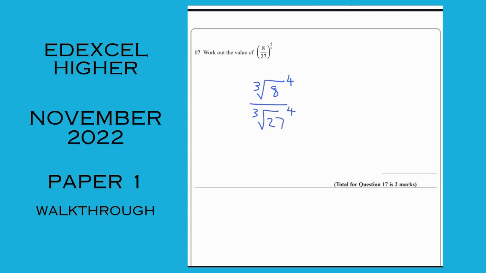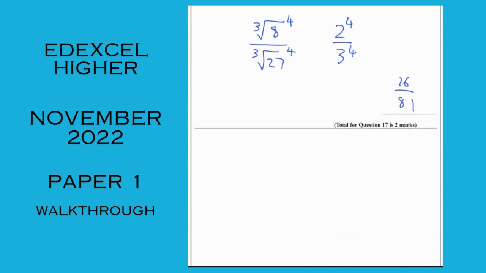It's a non-calc paper, so you don't want to be doing 27 to the power of 4. You make them smaller. The third root of 8 is 2. The third root of 27 is 3. So all you've got to do now is work out 2 to the power of 4, which is 16, and 3 times 3 times 3 times 3, which is 81. On we go.